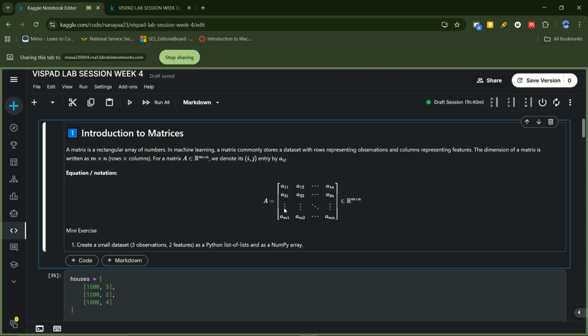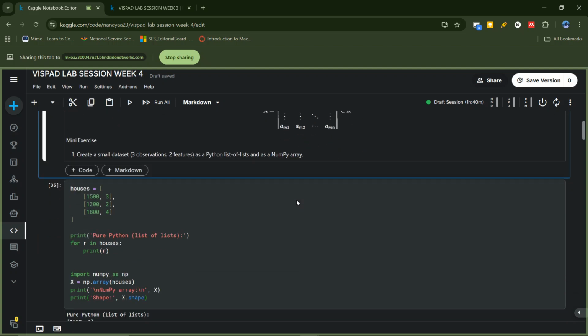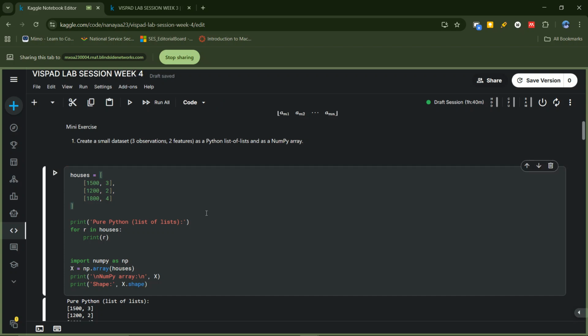Okay, so if you take this example over here, a_21, I was saying that it means A is on row 2, column 1. And ideally, it makes sense because it's on the second row and it's on the first column. Okay. Then we have a mini exercise here that said create a small data set with 3 observations and 2 features. And remember, I said observations in machine learning means rows and features means columns. So we could have just said 3 rows, two columns.